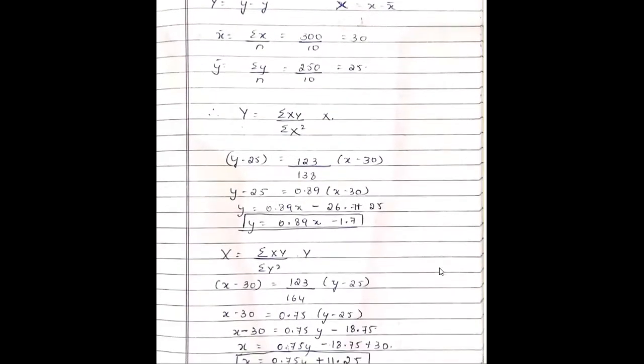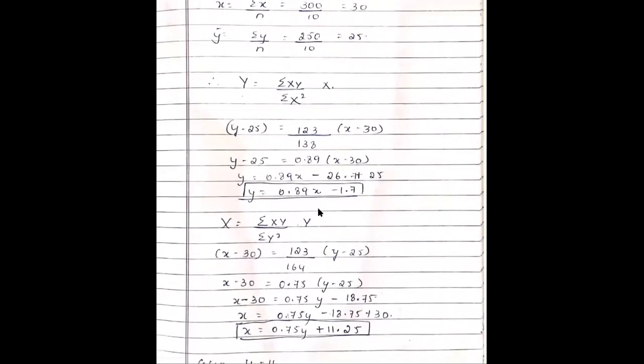Once we have all the columns ready, we'll find the summation. So summation of capital X square is 138. Just add this column. And summation of Y square is 164. Summation of XY is 123. So once we have all the values ready, we'll go and replace it back in the equation. So I'm replacing it back here.